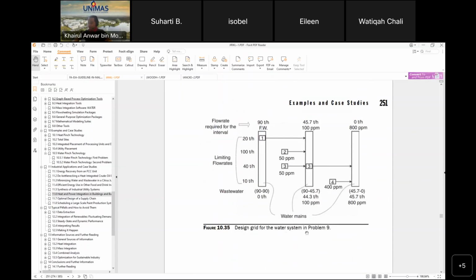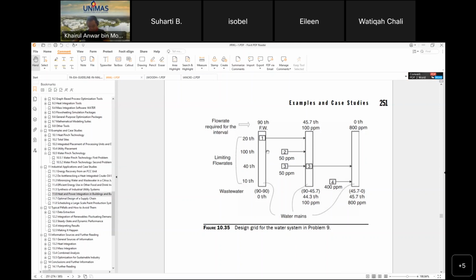This design grid for the water system is based on the limiting flow rate. If you refer to the slide, operation one has 20 ton per hour. Operation two is 100. It's the last column, the fifth column, sorry. 40 ton per hour for operation three, and so on. This is the limiting flow rate. For the interval, 90 ton per hour is the feed.